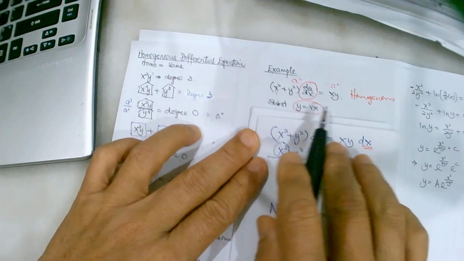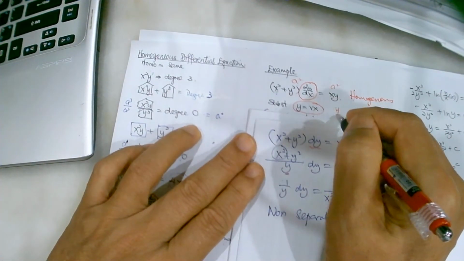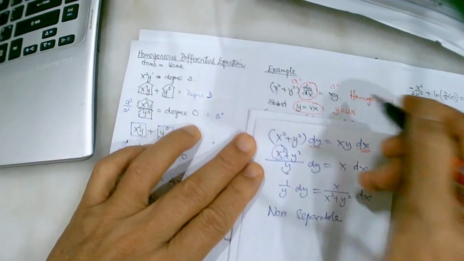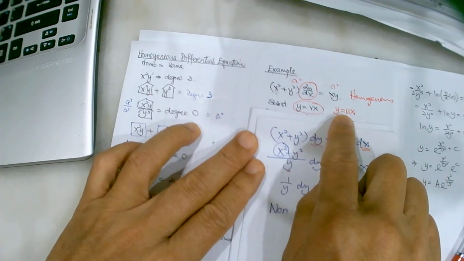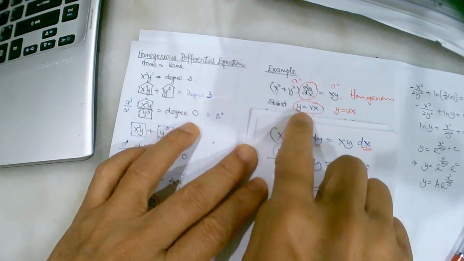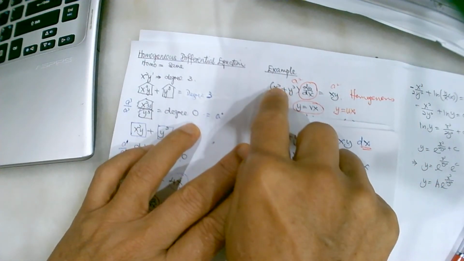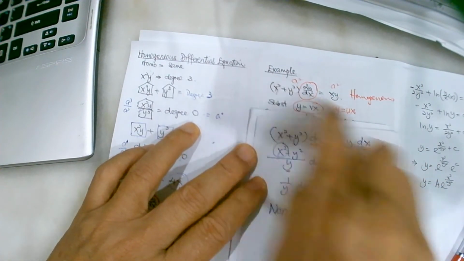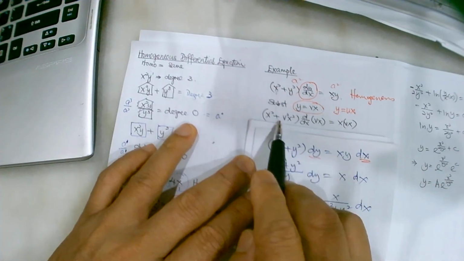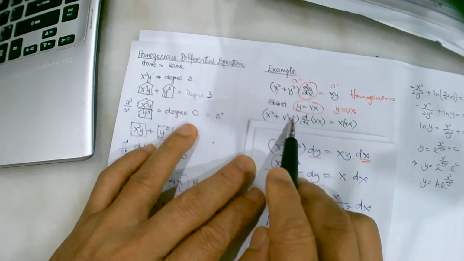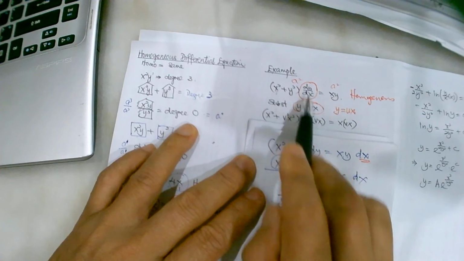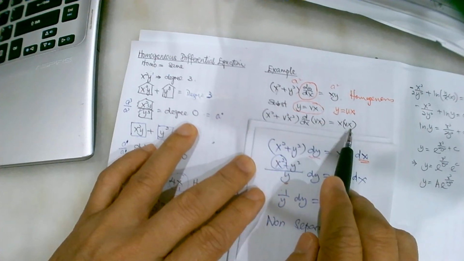If homogeneous, you remember, you always substitute with this. Always, every time. Or you can put y equal to ux. It's up to you. Sometimes they ask you to use u, or you can use vx. So for the homogeneous case, you just change all the y into vx. You see how I change it. x squared plus this is vx, v squared x squared. Here I change the y into vx. Here also I change the y into vx.